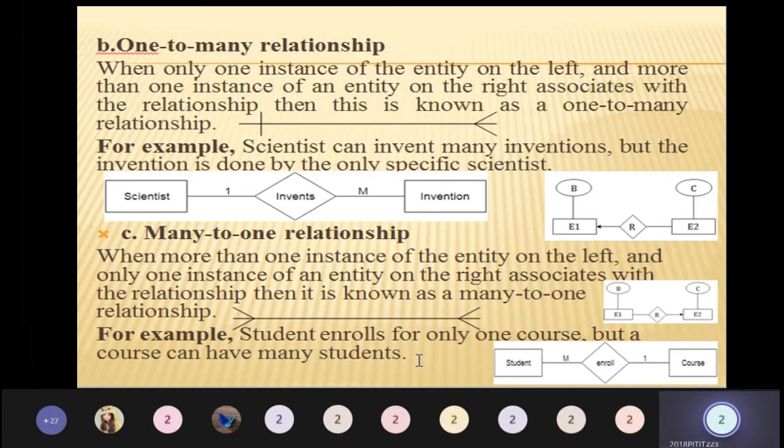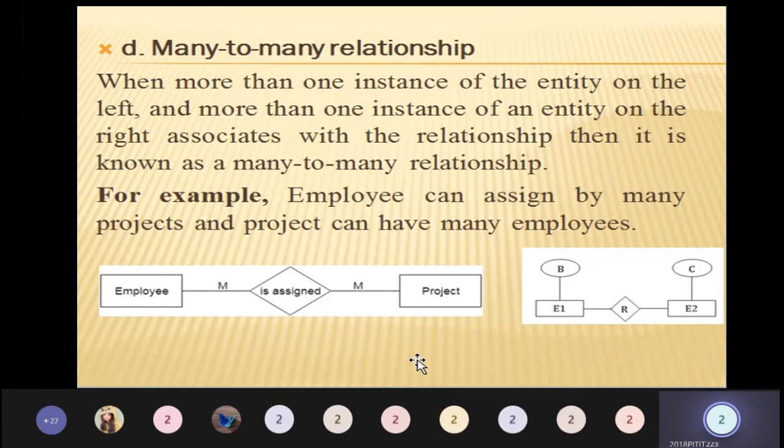And next, let us see about the many-to-many relationship, which means that entity in A is associated with any number of the entities in B, and entity in B is associated with any number of the entities in A. So when more than one instance of the entity on the left and more than one instance of the entity on the right associate with the relationship, then it is known as the many-to-many relationship.